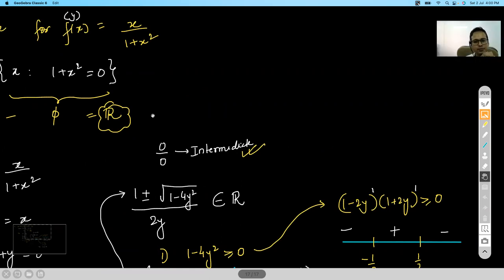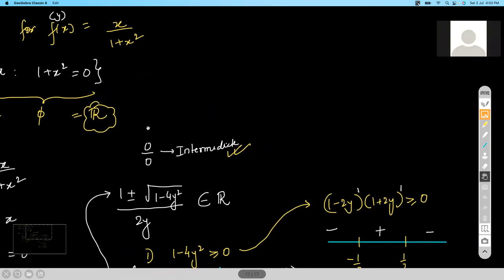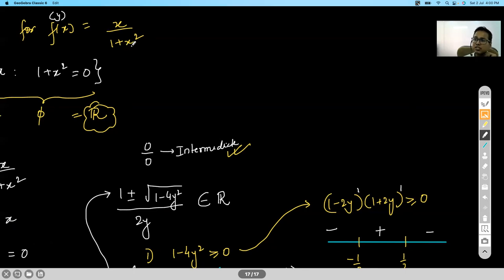Sir, so this whole expression could be negative, zero, or positive. In case the numerator is zero, then it will be zero. So it means it can take everything, sir, the set of all real numbers. No, who told you? Just because they are positive and negative, it does not mean it covers the entire real number line. Why? Look at the ratio.